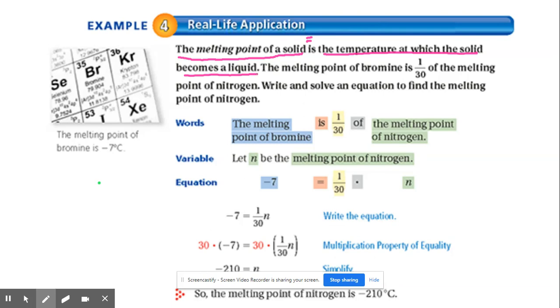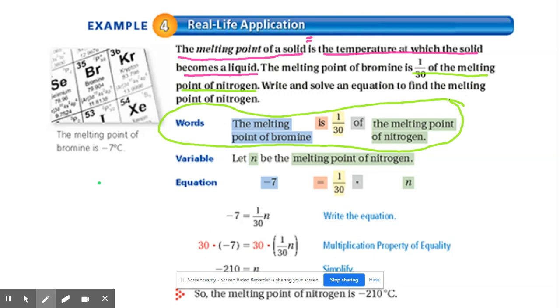So now let's go look and see what else they gave us. The melting point of bromine is 1/3 of the melting point of nitrogen. So the temperature at which a solid becomes a liquid is 1/3 of the melting point of nitrogen. So that's kind of what they have here in words.